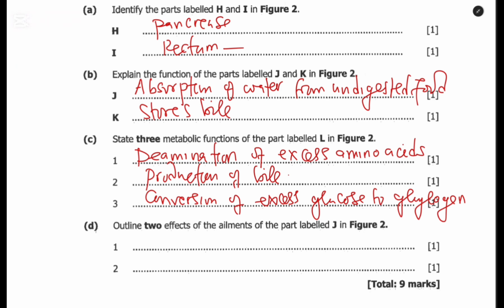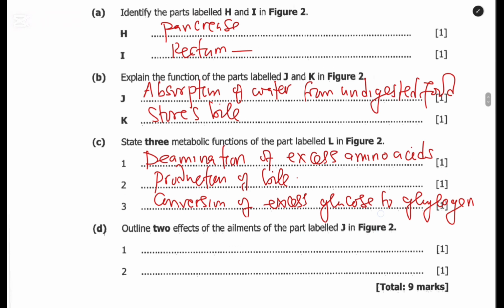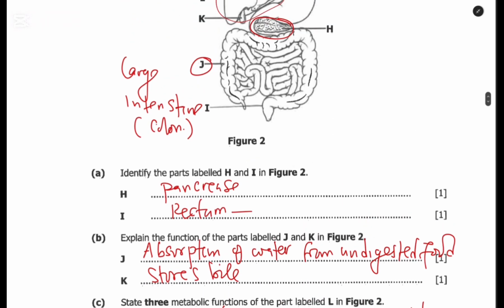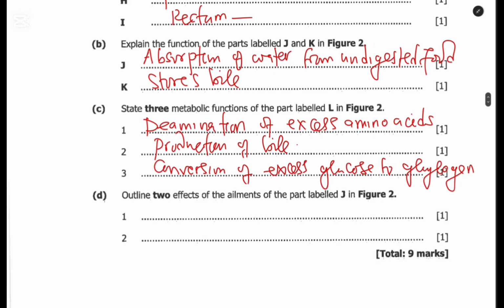Like I said, there are thousands of them. So even as you go through here on this particular part, get to look at some more. Okay, have the detailed information. Then outline the two effects of the ailment of the part labeled J. What is the part labeled J? The part labeled J is the large intestine or the colon. Now, if it has some problems, what can it result into and what are the effects?